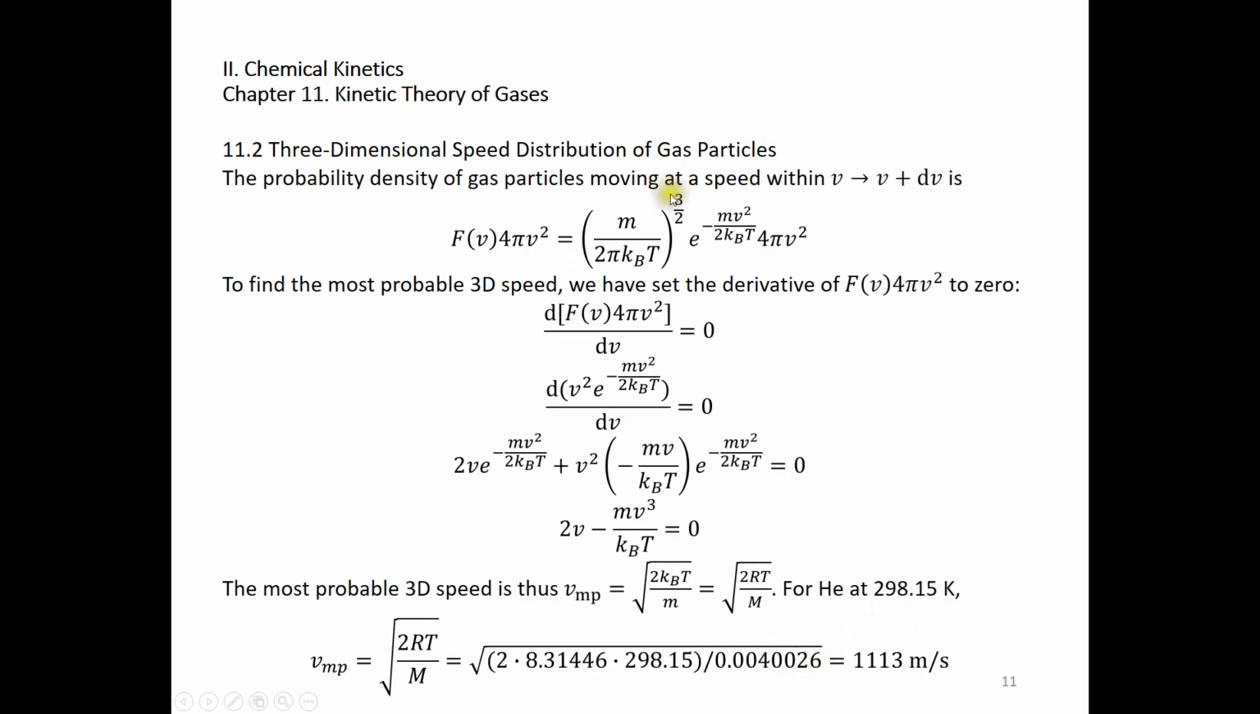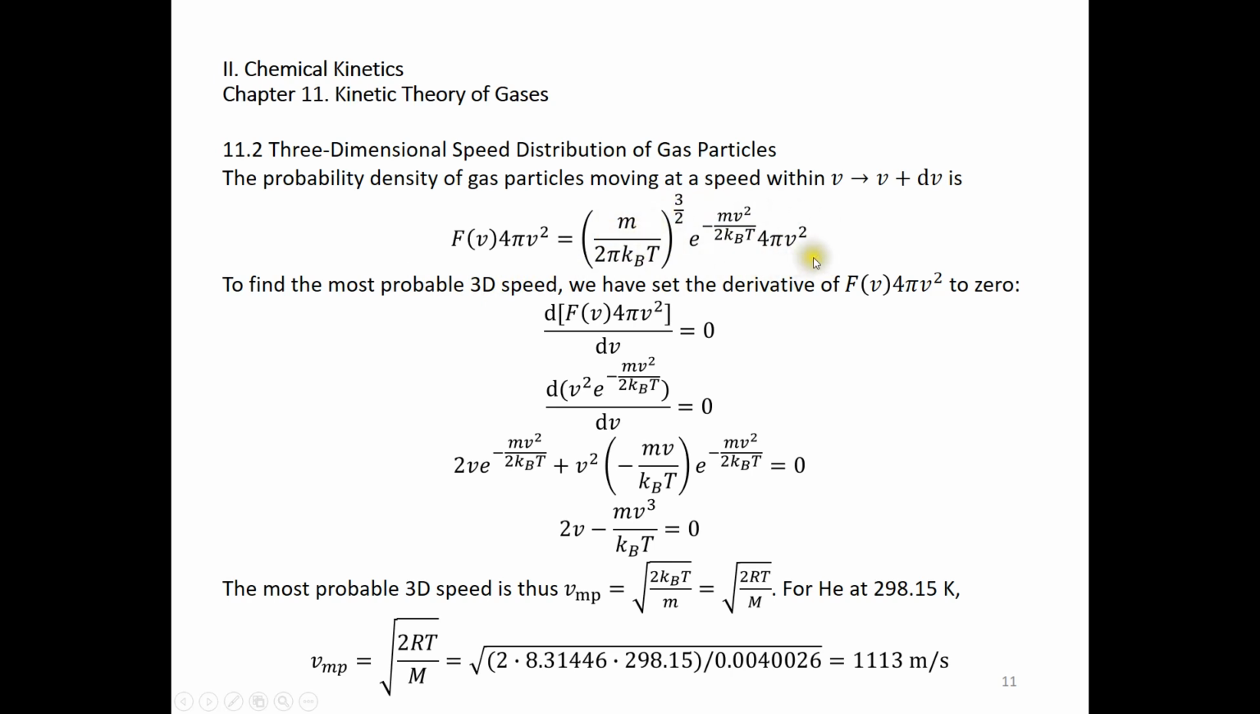Well, again, if you have a gas particle, the probability of finding the particle moving at a speed from here to here is simply its probability density multiplied by the range you're given. The range is dv, so really it's just this times dv. Alright, now what if we need to find the most probable three-dimensional speed?